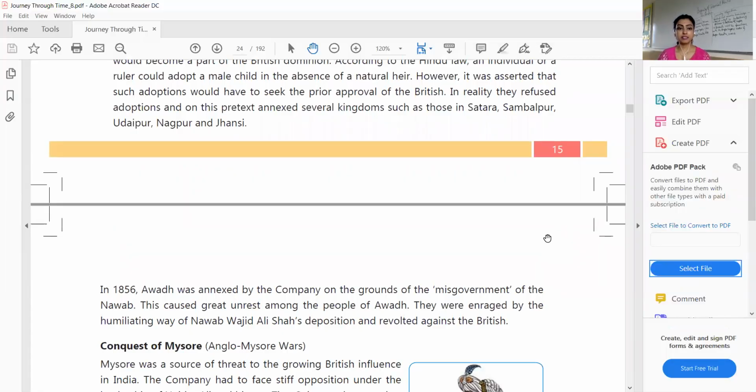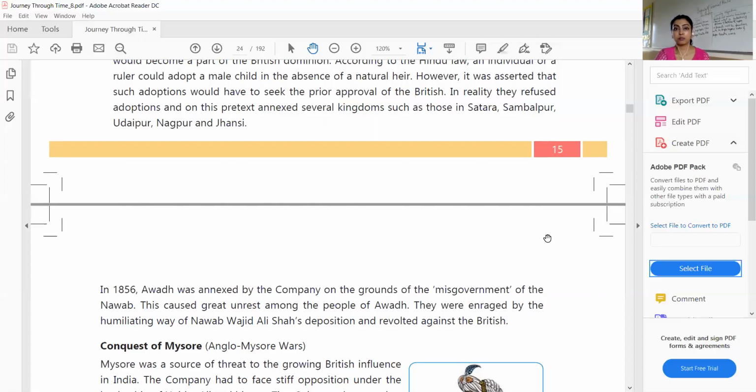In 1856, Awadh was annexed by the company on the grounds of misgovernment. So again, through this policy, the British captured Awadh. On what ground? They said there was misgovernment, that the ruler was not able to rule properly. That is why the British East India Company removed the Nawab of Awadh and took Awadh under its direct control. Because of this, there was a lot of unrest among the people of Awadh. They became really angry. How can you remove the Nawab from his position? People became really furious.